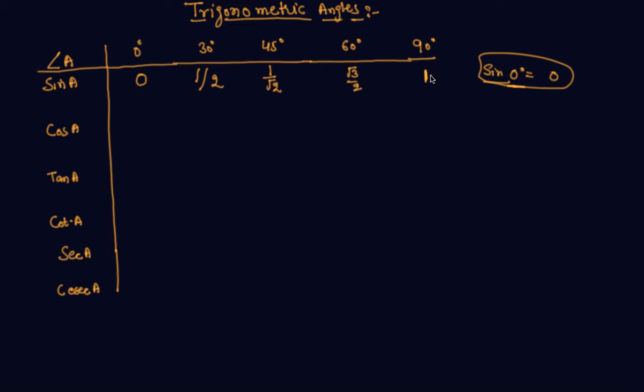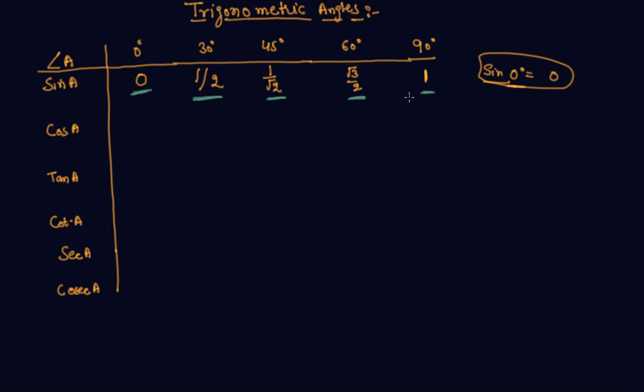Do remember that sine 0 is 0. Sine of 30 degree is half. Sine of 45 degree is 1 by root 2. Sine of 60 degree is root 3 by 2. And sine 90 degree is 1. So now I am writing the value of cos A.